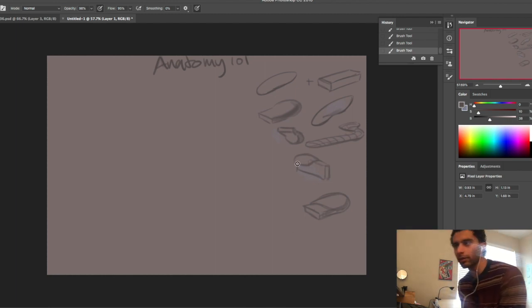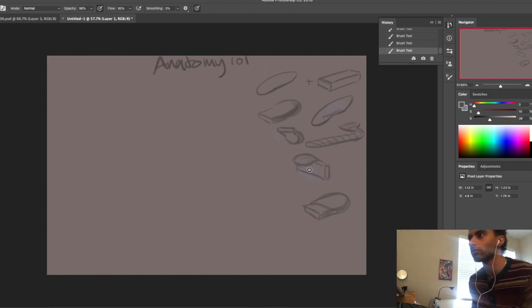Sorry about the lighting, by the way. This is really like cheap iPhone quality and lighting. This is so professional. But hey, it's the substance that matters.